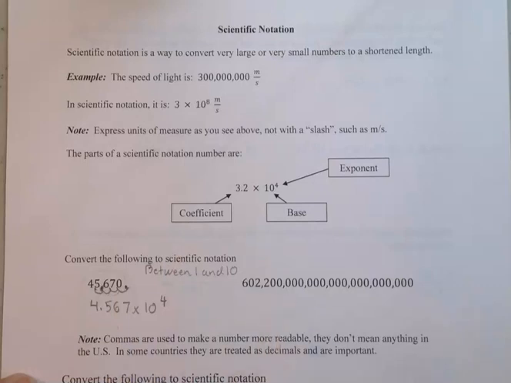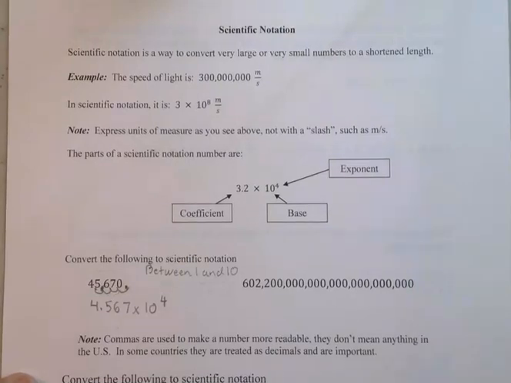Okay, the next number is one that's famous in chemistry, called Avogadro's number. And it actually is this big long number. So how would you write that in scientific notation? If you want to try that for yourself, go ahead and pause. And I'll return in just 2 seconds.